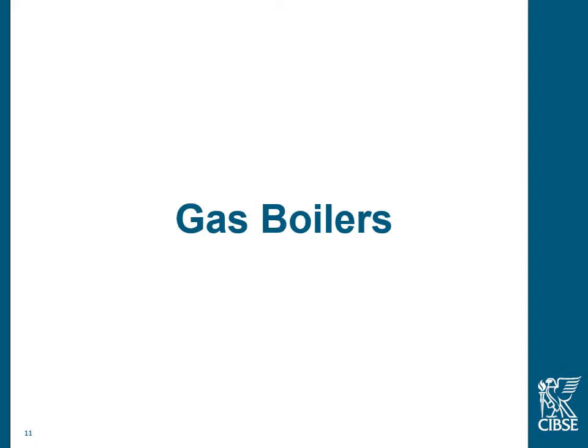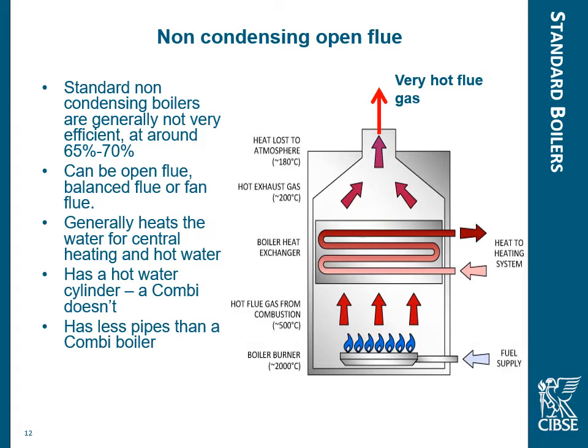So what sort of heating systems do we use in our boilers? Well, let's look at gas boilers. The first one, non-condensing open flue. Fairly old-fashioned gas boiler here, and these standard non-condensing boilers are generally only around about 65 to 70% efficient.